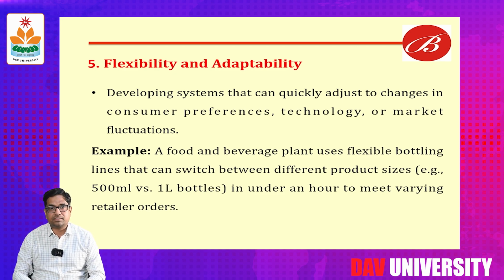Then the next objective is flexibility and adaptability. So developing systems that can quickly adjust to the changes in consumer preferences, technology, or market fluctuation, that is called flexibility. A food and beverage plant uses flexible bottling lines that can switch between different product sizes, for example, 500 ml bottles versus 1 liter bottles, in under an hour to meet the retail orders.